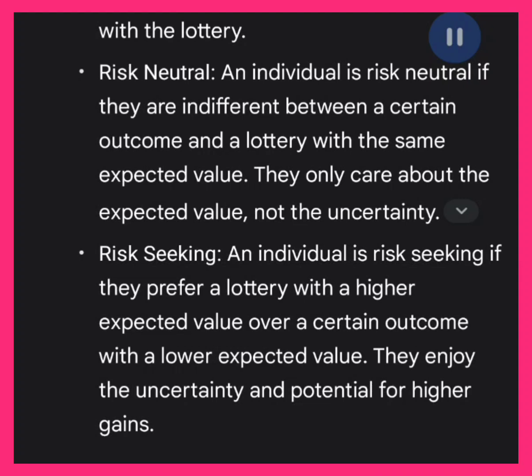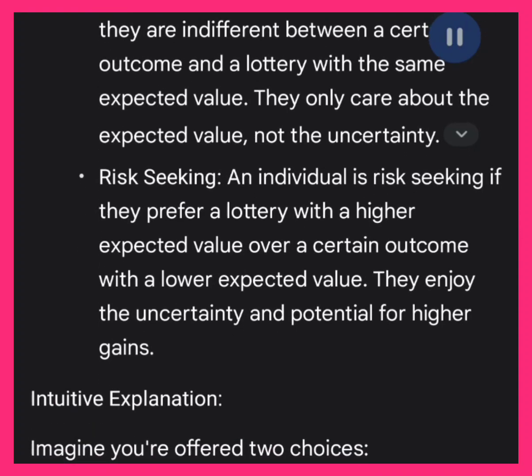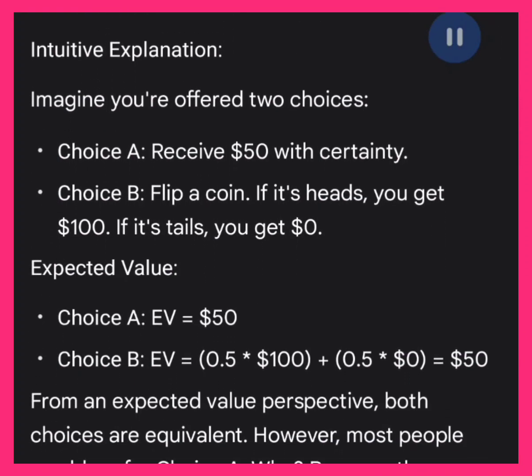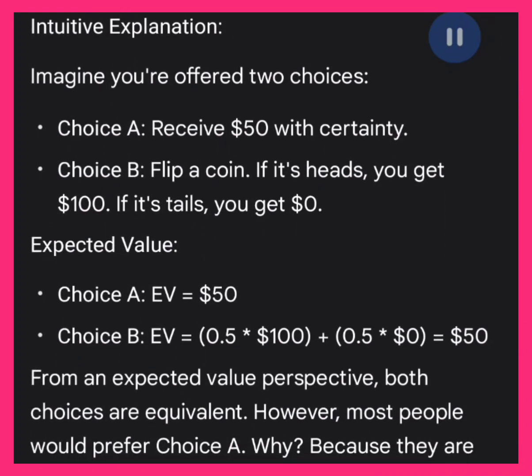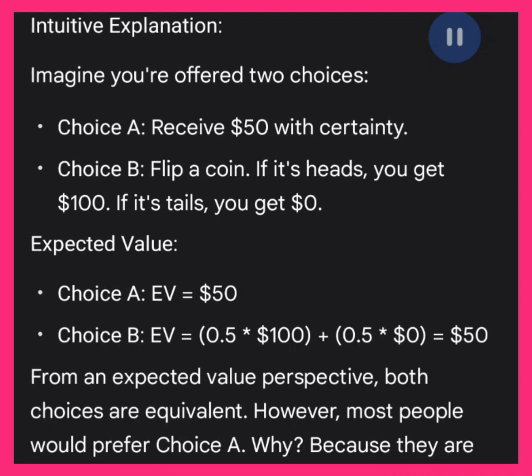Risk seeking. An individual is risk seeking if they prefer a lottery with a higher expected value over a certain outcome with a lower expected value. They enjoy the uncertainty and potential for higher gains. Intuitive explanation. Imagine you're offered two choices. Choice A. Receive $50 with certainty. Choice B. Flip a coin. If it's heads, you get $100. If it's tails, you get $0.